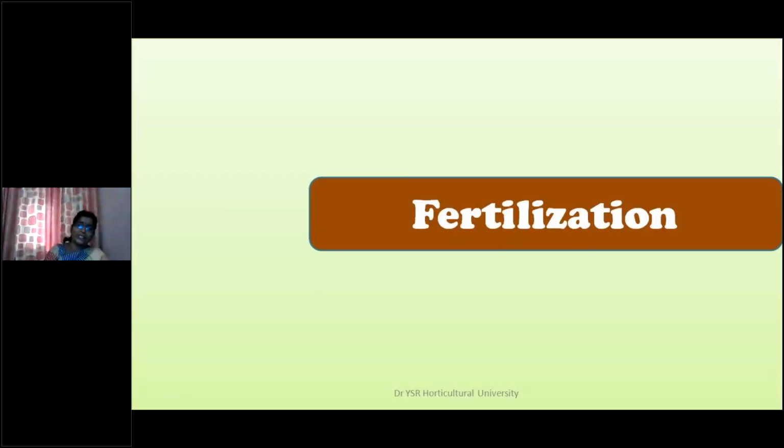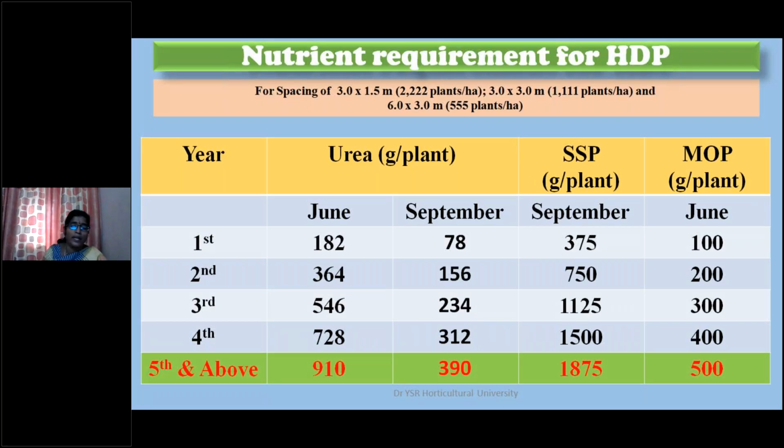Then coming to fertilization, fertilizer is also very important. Here the nutrient requirement for high density planting and ultra high density planting is different. The individual plant nutrient requirement is less in ultra high density planting because of closer planting. Here straight fertilizers are more important, that is urea, single superphosphate and muriate of potash. If you want to go for fertigation, you can utilize water soluble fertilizers.